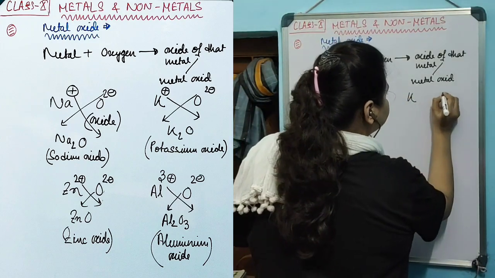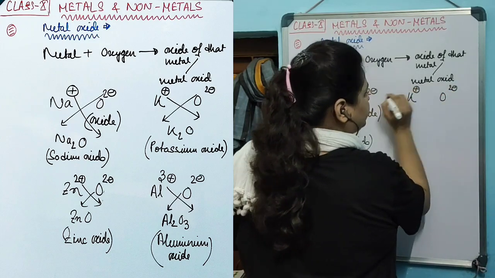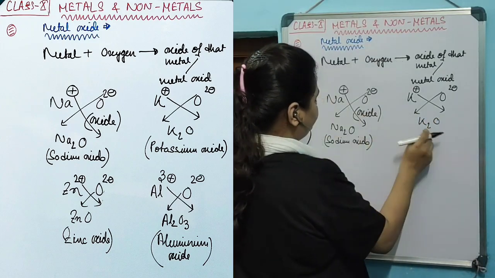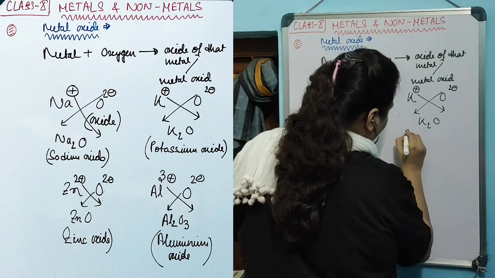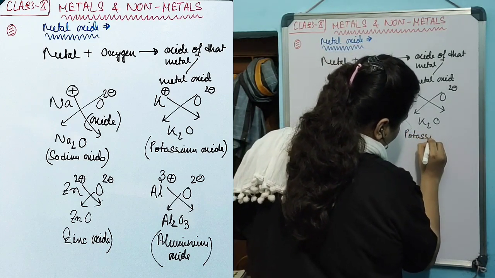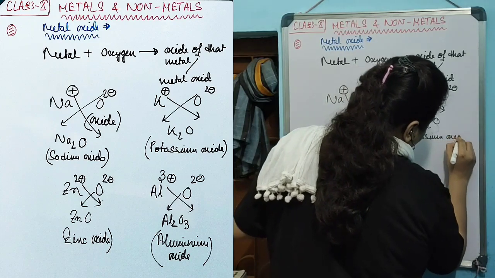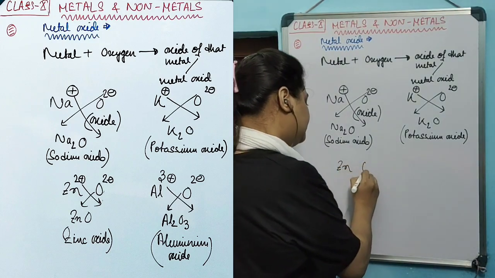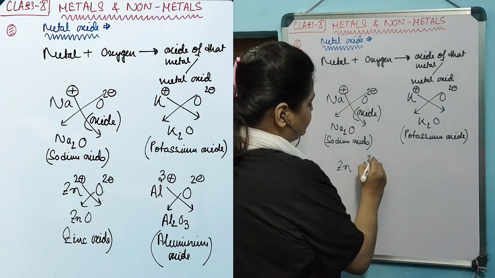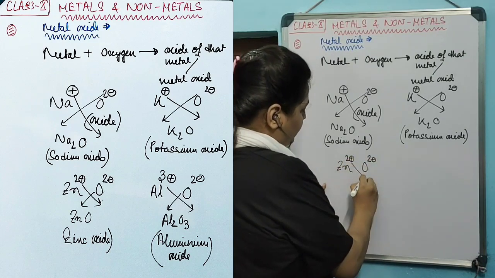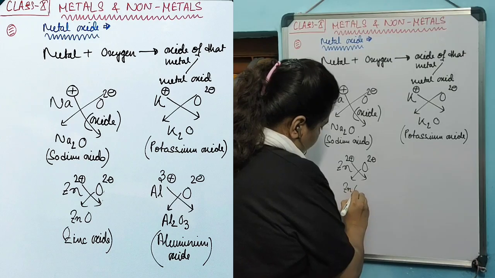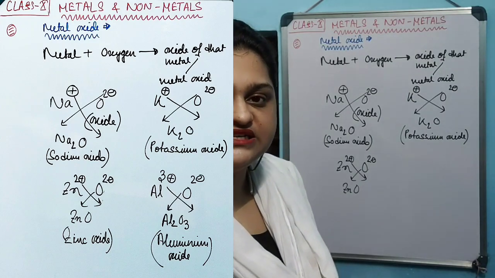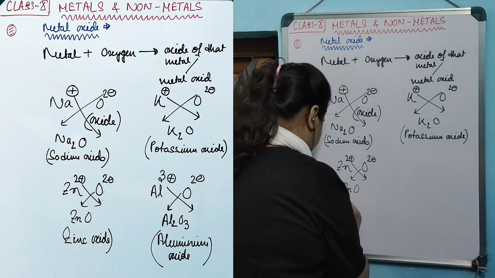Similarly, when potassium reacts with oxygen, it reacts as K plus. So the oxide of potassium that is formed has the chemical formula K2O, potassium oxide. Similarly, suppose zinc reacts with oxygen O2 minus, it reacts as Zn2 plus. As a result, the oxide of zinc that is formed has the chemical formula ZnO, zinc oxide.